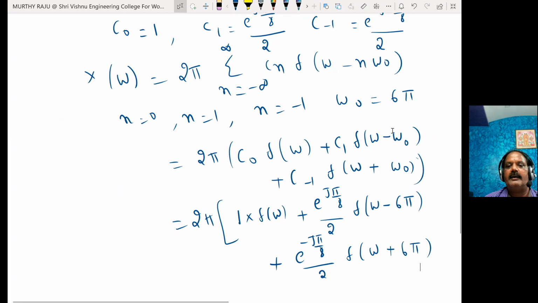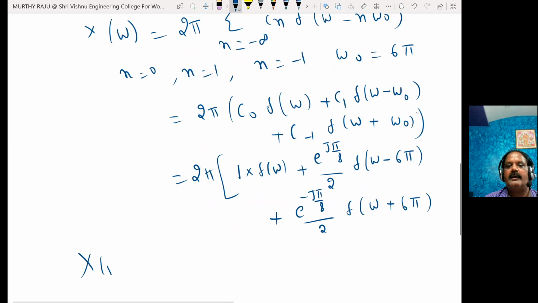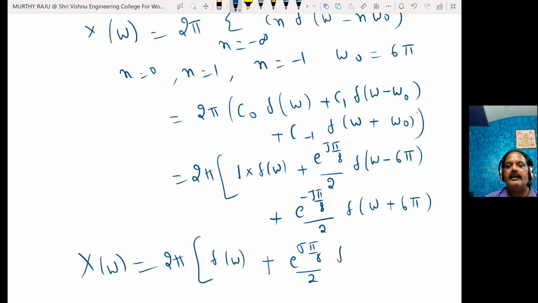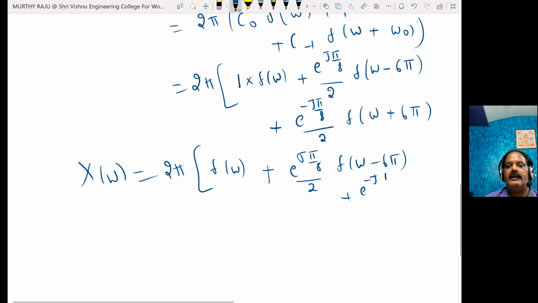Therefore, the final one is X of omega is equal to 2 pi times delta of omega plus e power j pi by 8 by 2 delta of omega minus 6 pi plus e power minus j pi by 8 by 2 delta of omega plus 6 pi. This is the final answer.